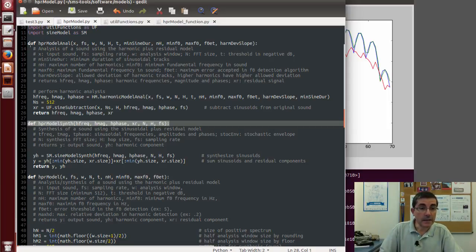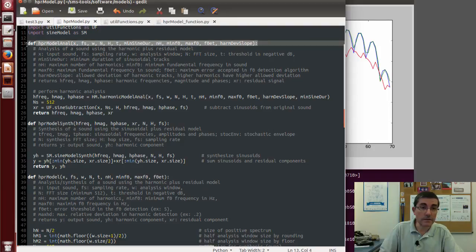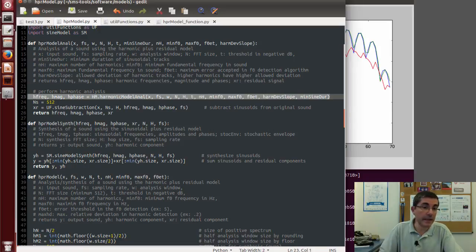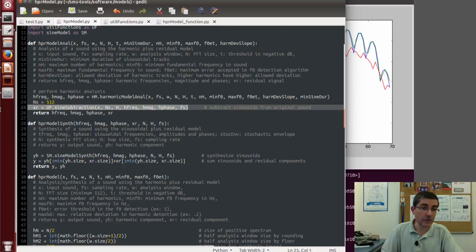And in the analysis part of the function, it basically calls two functions. One that we already have seen. It does the harmonic analysis in the same way that we saw it when we talked about the harmonic model. And then the new thing that it does is the subtraction. So there is this function, sine subtraction, that has as input the harmonics identified by the harmonic model, has as input also the input sound again, and it subtracts the harmonics from this input sound.